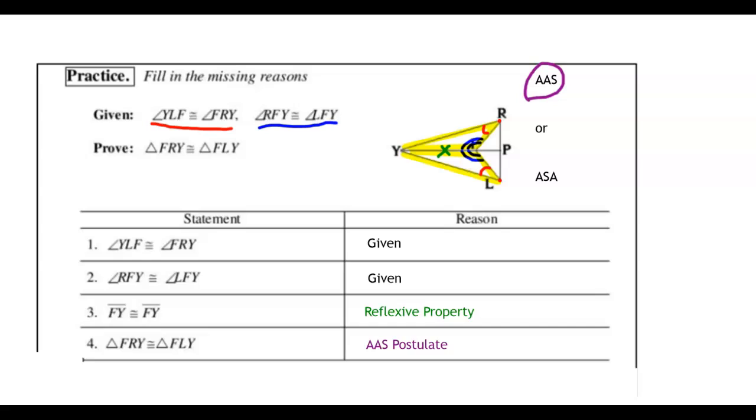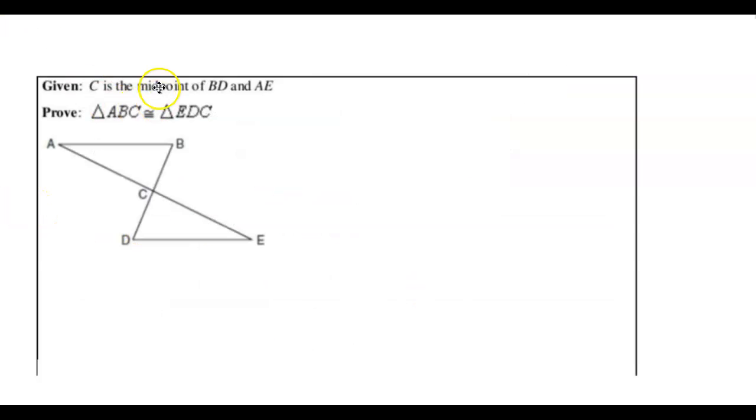Now, for the second section of this video, we're going to be talking about proofs that aren't pre-written for us. We're going to have to be looking at different types of diagrams, unfolding the diagrams, labeling them, and trying to draw the statements and reasons chart by ourselves. All right, here's the next one.